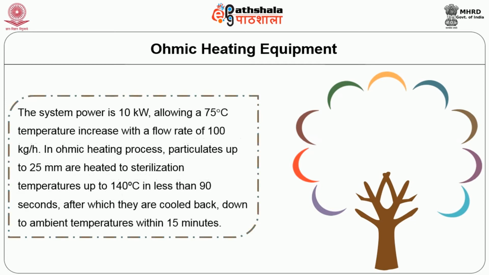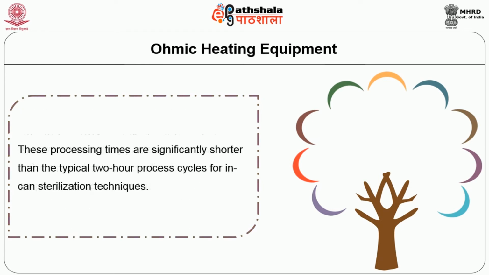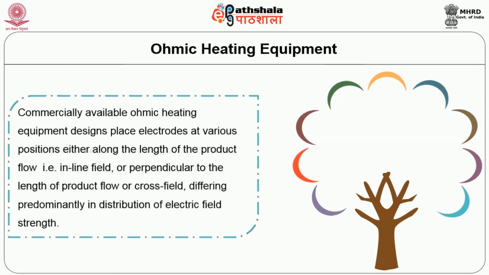The system power is 10 kW, allowing a 75 degree centigrade temperature increase with a flow rate of 100 kg per hour. In ohmic heating process, particulates up to 25 mm are heated to sterilization temperature up to 140 degrees Celsius in less than 90 seconds, after which they are cooled back down to ambient temperatures within 15 minutes. These processing times are significantly shorter than the typical 2-hour process cycles for in-can sterilization techniques.